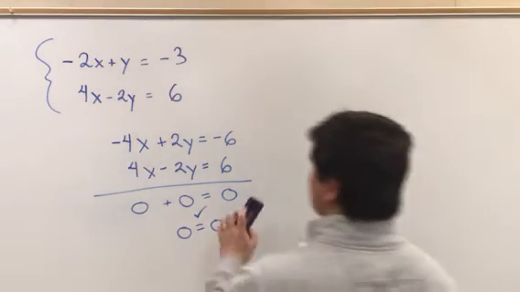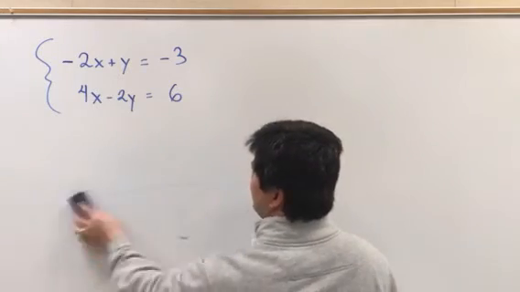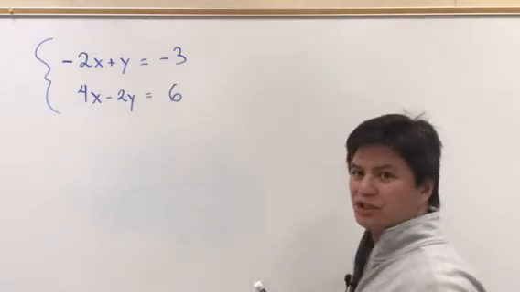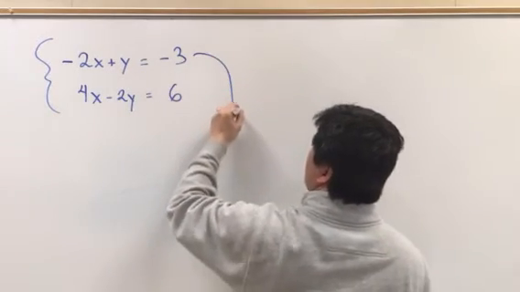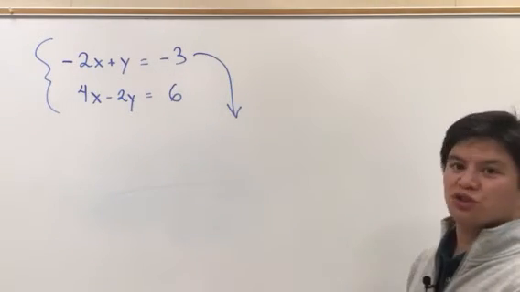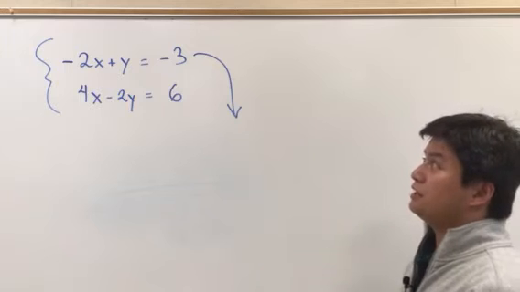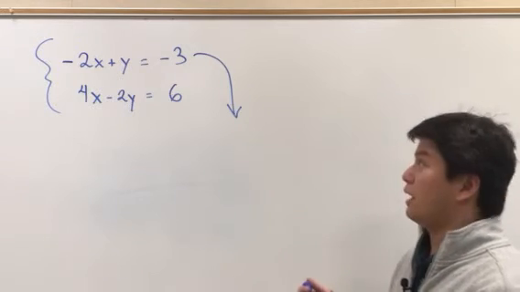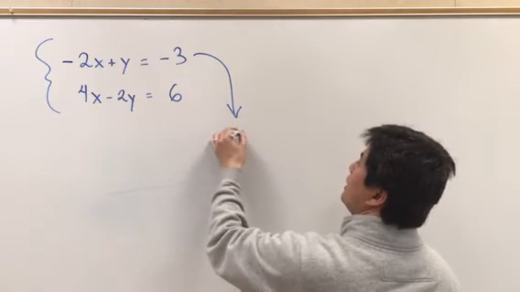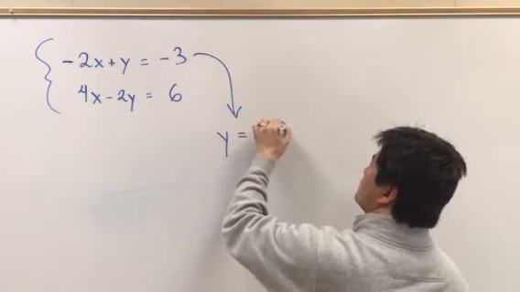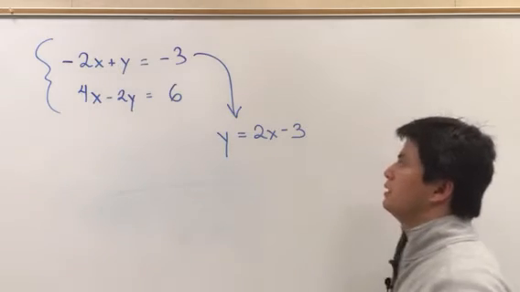So let's change these into slope-intercept form. If I want to change this into slope-intercept form, all I need to do is add 2x to both sides of the equation. So I'm going to have y is equal to 2x minus 3.